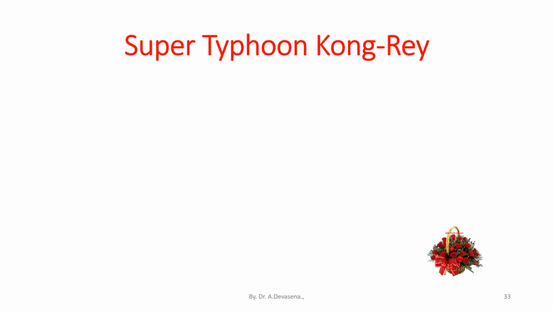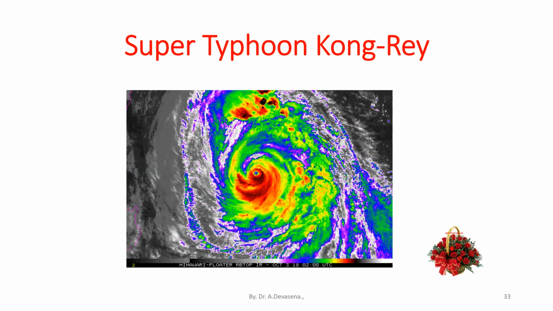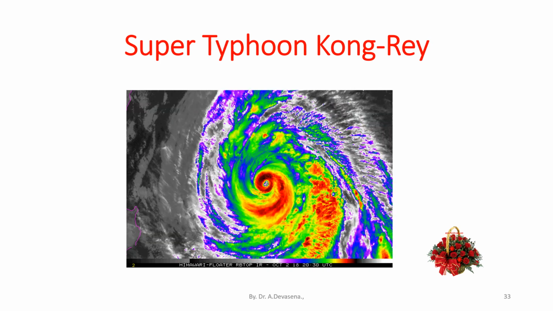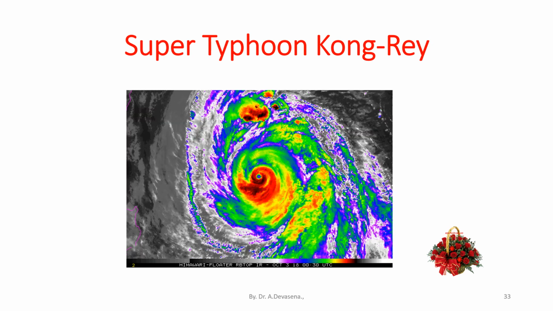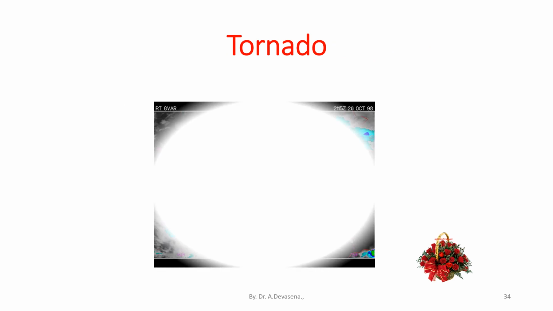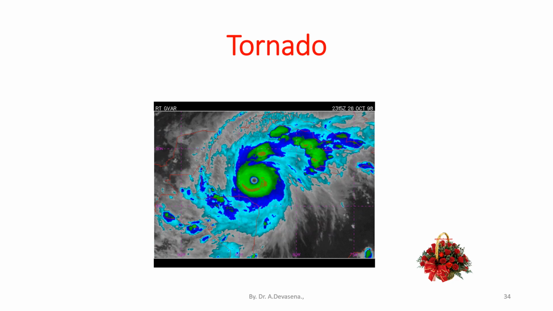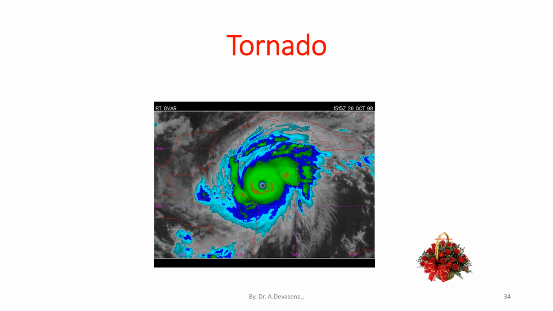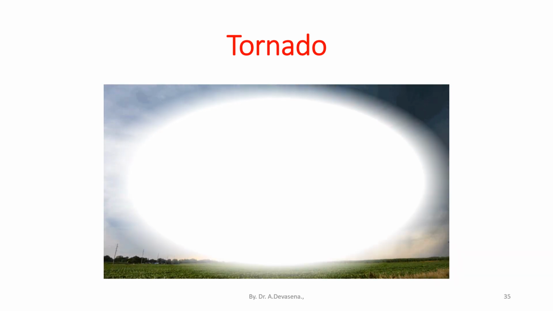Super typhoon Kong-Rey representation. This is the representation of super typhoon Kong-Rey. Tornado representation. This is the representation of a tornado. Another representation of a tornado.